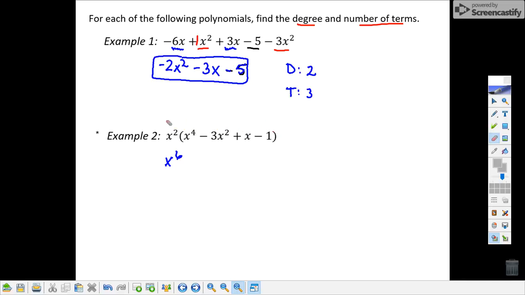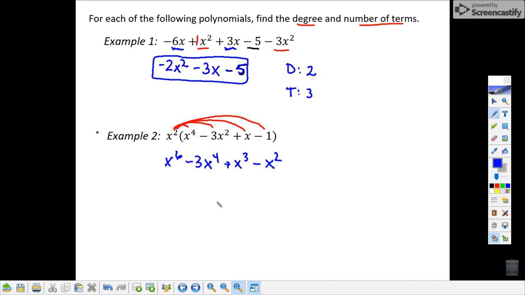Maybe I should have done that separately, so let me do it this way, one at a time. So x squared times x to the 4th is x to the 6th. X squared times negative 3x squared is a negative 3x to the 4th. And then x squared times x is an x cubed. And then x squared times negative 1 is negative x squared.